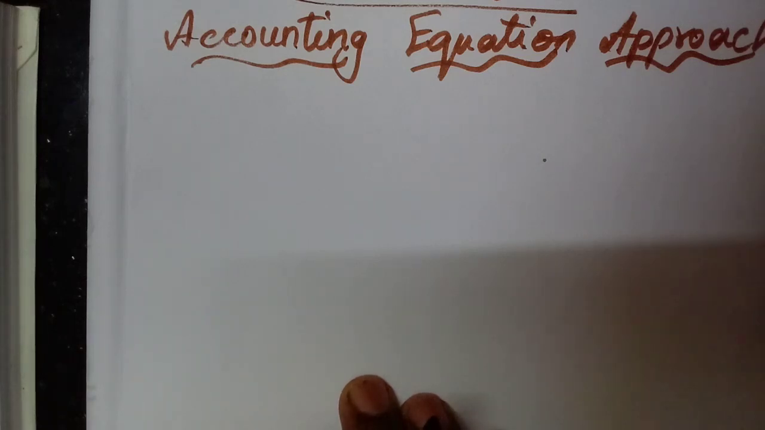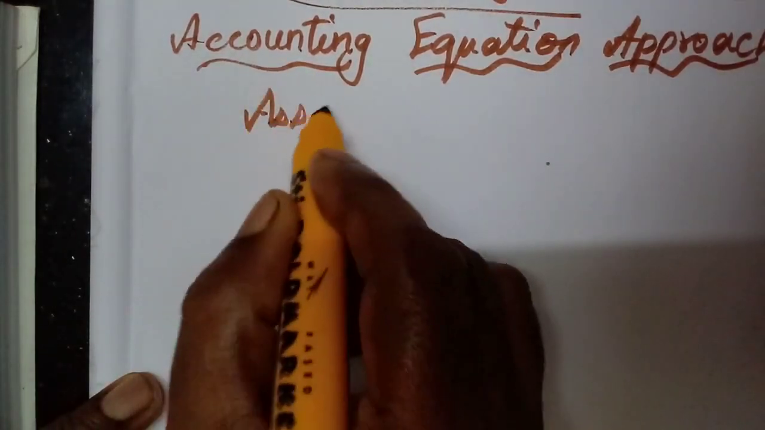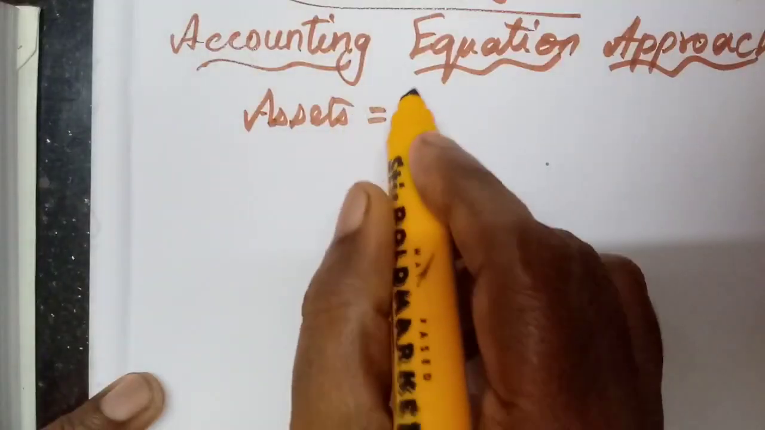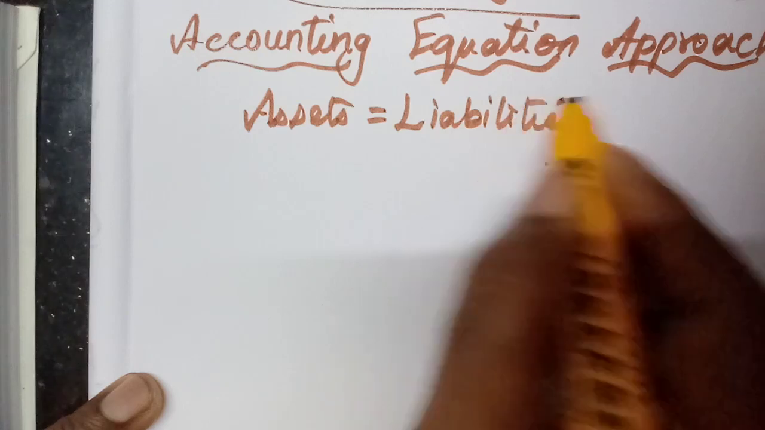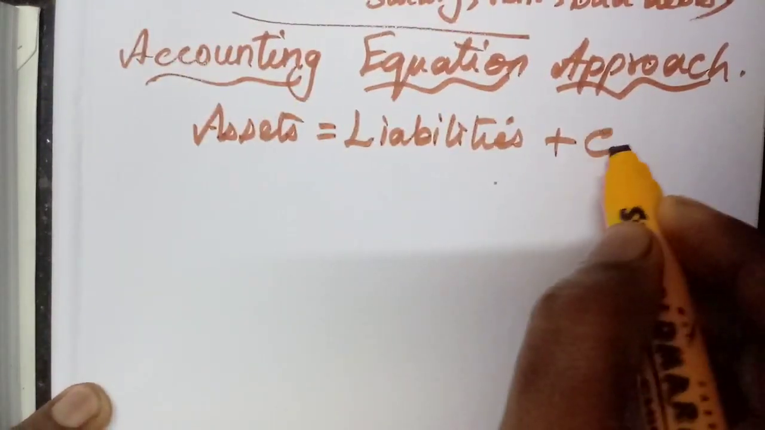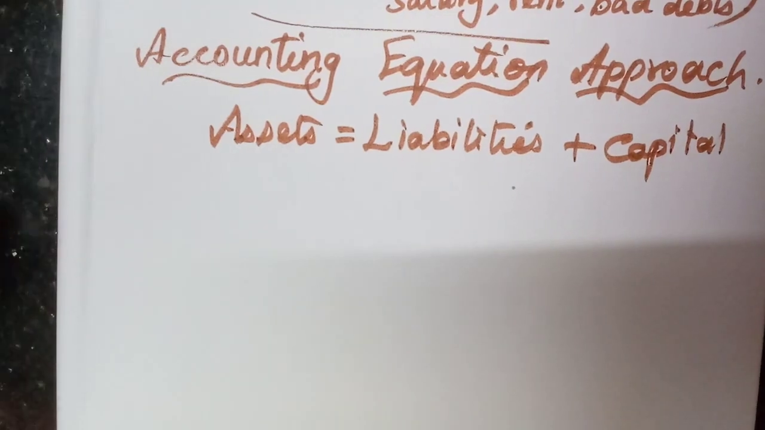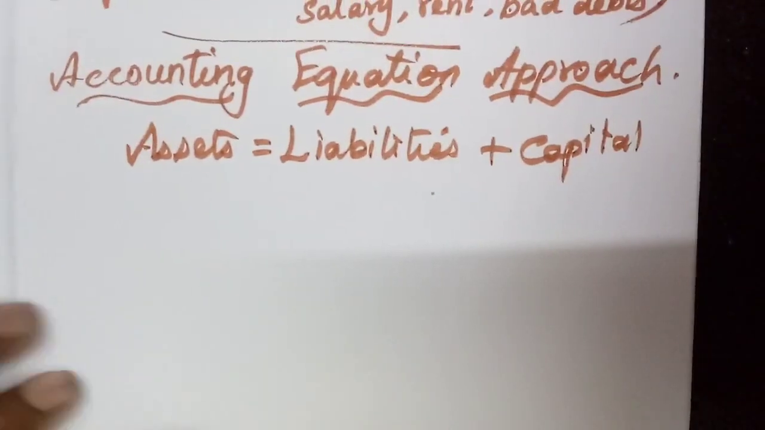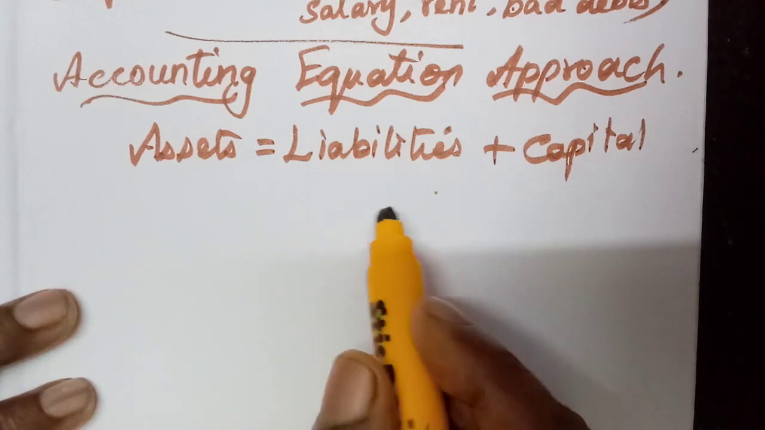The last one that we have studied is the accounting equation approach. What is the accounting equation? Assets is equal to liabilities plus capital. Okay, liabilities plus capital. Now we learned the other two, isn't it?